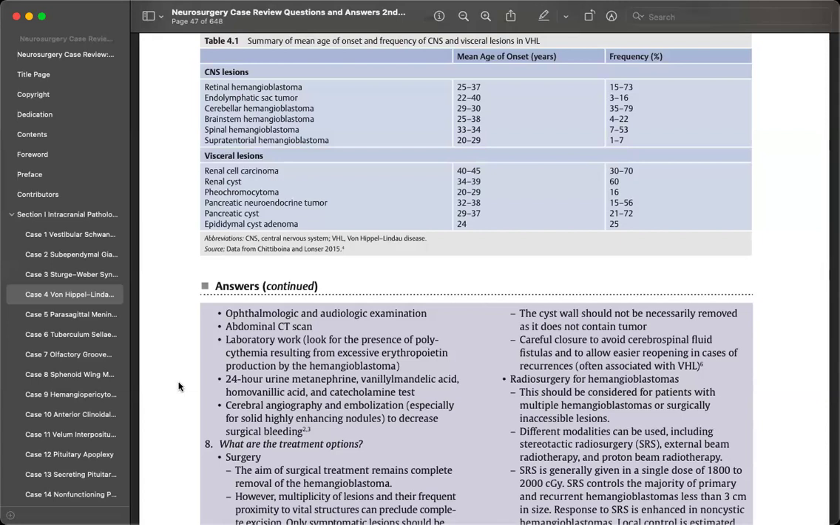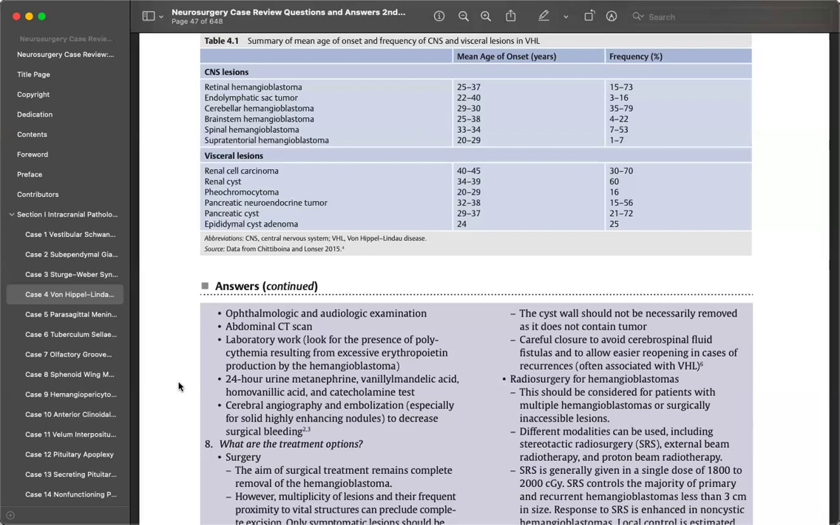Laboratory work to look for the presence of polycythemia, which can be seen in patients with hemangioblastomas or renal cell carcinoma too. 24-hour urine vanillylmandelic acid, homovanillic acid, and catecholamines, essentially for patients with pheochromocytomas. And then cerebral angiography and embolization for solid, highly enhanced nodules to decrease bleeding.